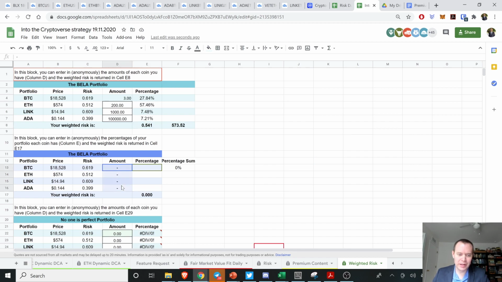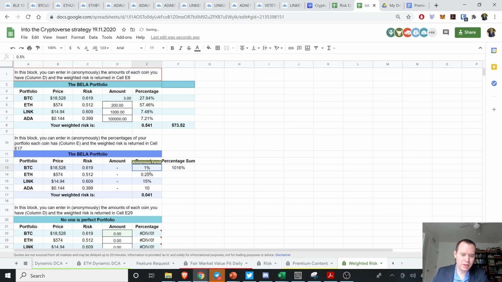And this one, instead of putting in the amounts, you can just put in the percentage you own. So let's say you have 50% Bitcoin, 25% Ethereum, and then let's say 15% Link and 10% ADA. I'm putting them in as percentages here. So I need to fix this. I think I have to do it like 0.5 or something. Actually, I don't know. I'll have to see what's going on here because it looks like the percentage sum is averaging up to a lot higher. So I'll figure out what's going on here.